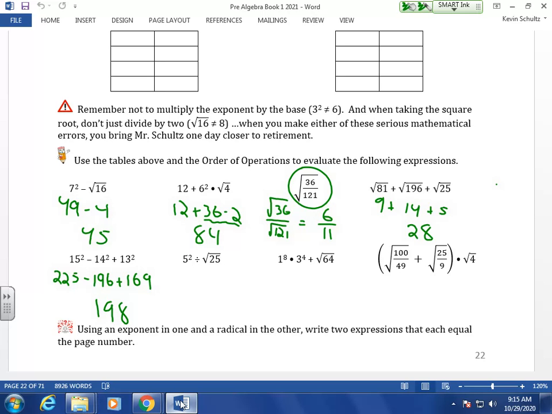Okay. The next one, 5 squared divided by the root of 25. So 5 squared is 25 divided by the root of 25, which is 5. So we end up with 25 divided by 5, and 5 is our answer for that one. The next one we did together, this 1 to the 8th is just 1. 3 to the 4th is 81, and then we're adding 8. So order of operations, we're multiplying first. 1 times 81 is 81, and then plus 8, 89 is what you should get, 89.